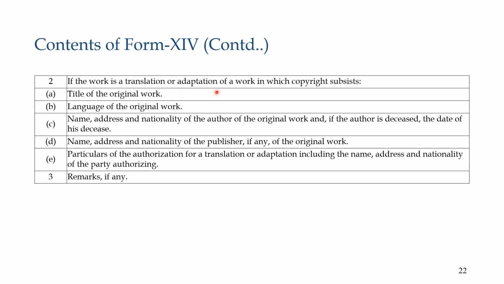If the work is a translation or adaptation of a work in which the copyright subsists, then we need to give all the particulars about the original work: title, language, name, address, and nationality of the author of the original work. If the author is deceased, the date of decease, name, address, nationality of the publisher, if any, of the original work, particulars of the authorization for a translation or adaptation, including the name, address, and nationality of the party authorizing. This many details need to be provided in Form 14 for a work that relates to a translation or adaptation of a work.